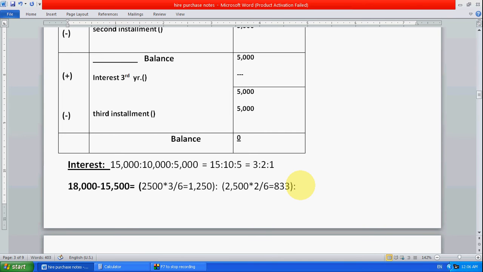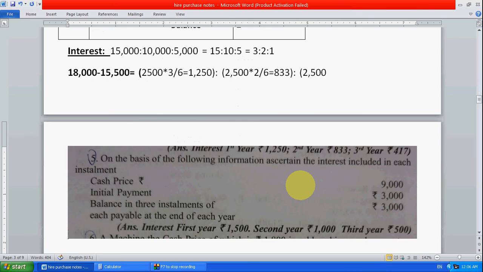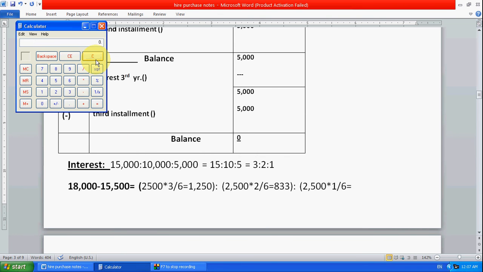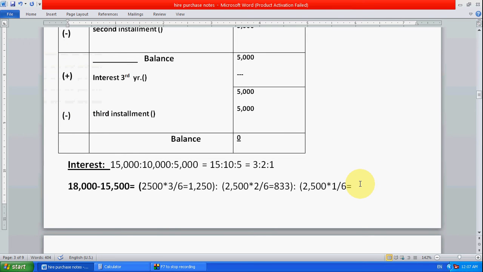Okay, now take 2500 into 1 divided by 6, how much are we getting? Let's check on the calculator. 2500 into 1 divided by 6, it's 416, or you can write 417, 417.